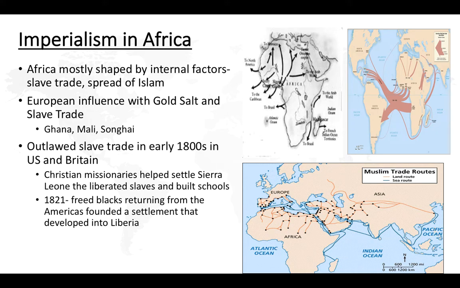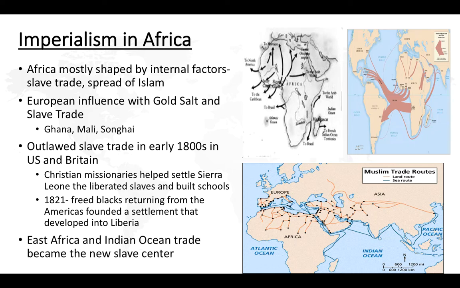Slavery is going to be outlawed in the early 1800s, so we're not going to see that as a part of imperialism. That was something in time period 4. It's going to end in time period 5. Christian missionaries are going to go in, try to rebuild some areas where slavery had really taken hold. And in 1821, a lot of freed blacks are going to return from the Americas and build some settlements in Africa. And we see the East African and Indian Ocean trade becoming a new slave center that's going to continue on just for a bit.